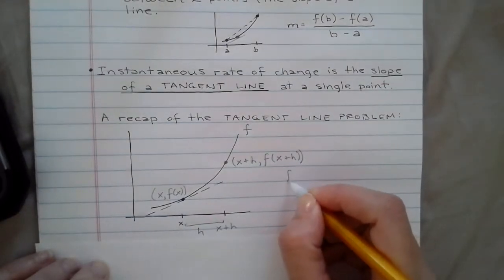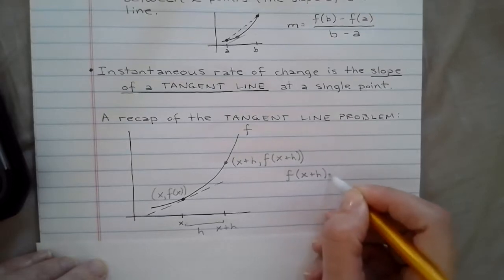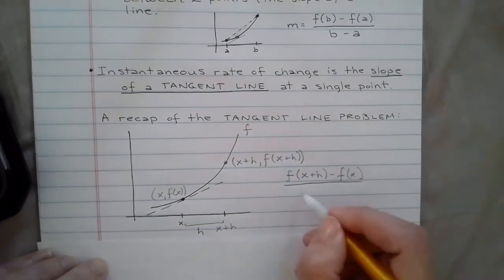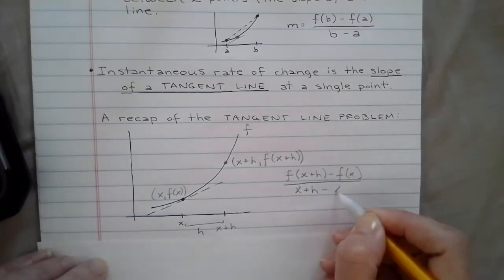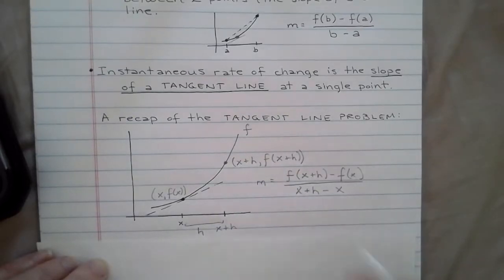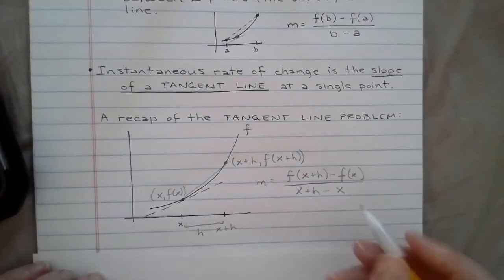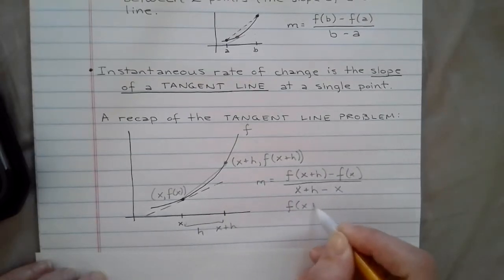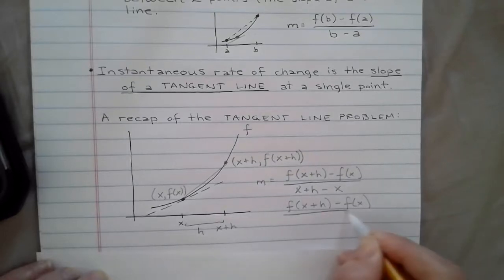So I'm going to take y minus y over x minus x. And that's going to represent our slope between these 2 points. Now, if we simplify that a little bit, you get that the slope between those 2 points actually looks like this.